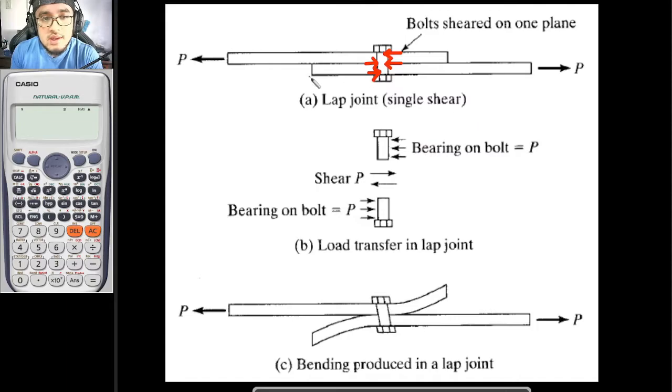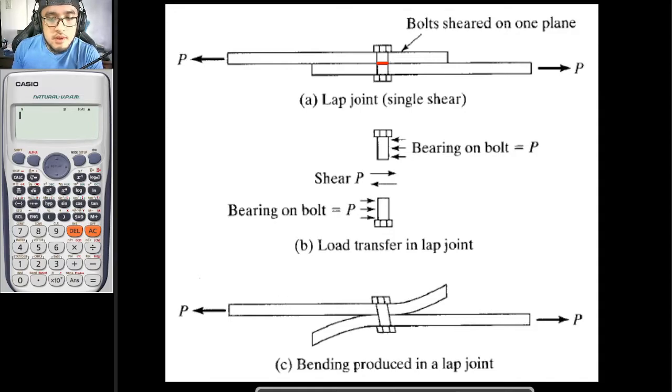So this is the bearing on the bolt on the upper portion by your force P. Then this is the bearing on the lower part given by this force P right here. And its shear would be taken along the center part of this connection right here. Because our upper and lower parts are pulling on each other, this surface right here is subjected to a shear stress. Are you guys following? Yes, sir. Okay, very good.